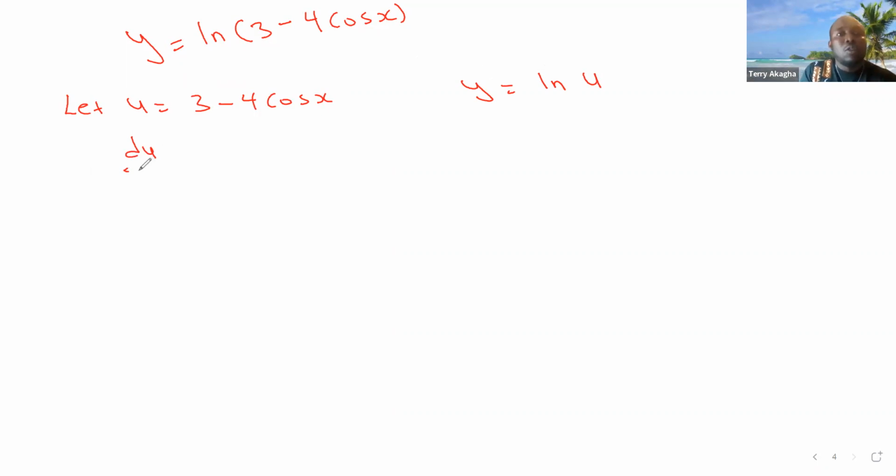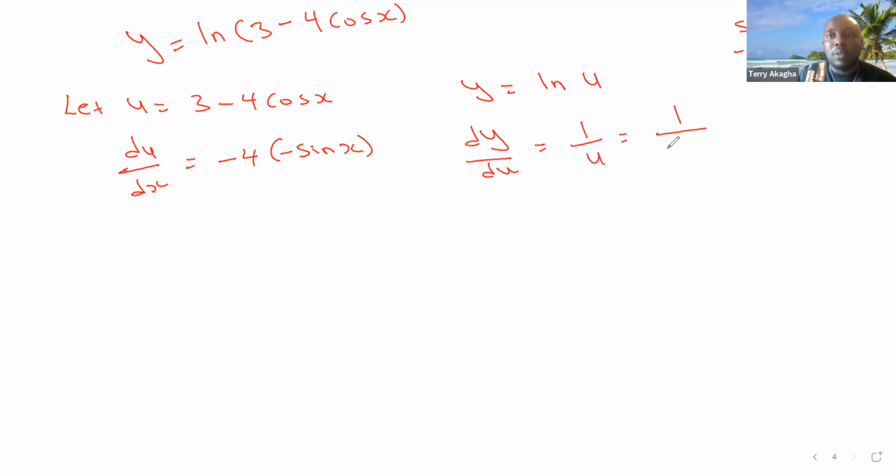Okay? So du over dx is going to give you, you differentiate this, and that will give you the minus 4, okay? If you differentiate 3, it's going to be 0, okay? So cosine, remember I said sine, cos, minus sine, minus cos. So if you differentiate cos, it's going to give you minus sine, and that will give you minus sine what? x, okay? Now if you differentiate ln u, dy over du is going to be 1 over what? u. And we know our u is 3 minus 4 cos x, so that is 1 over 3 minus 4 cos x.